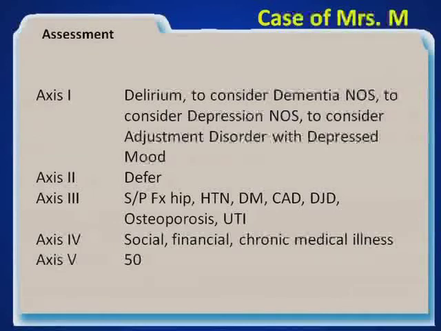I would defer diagnosis on axis 2. As you know, we should not be diagnosing personality disorders based on a first meeting with a patient. On axis 3, we know that Mrs. M is status post-hip fracture, that she has a history of hypertension, diabetes, coronary artery disease, degenerative joint disease, osteoporosis, and she's had urinary tract infections. On axis 4, we know she has social and financial constraints, and she has chronic medical illness. On axis 5, at this time, I would give her a 50.